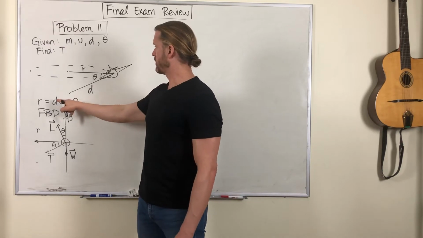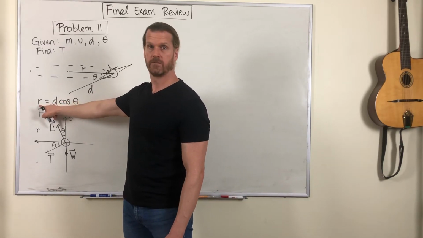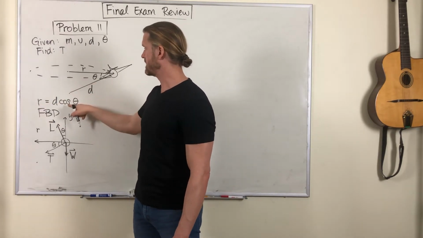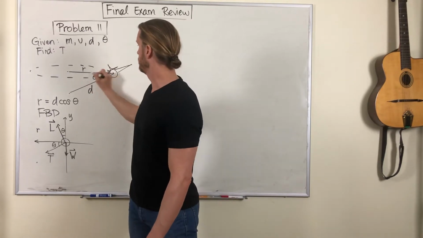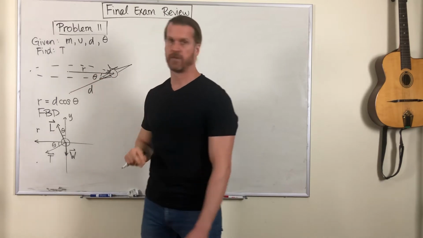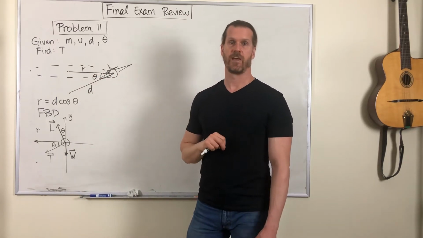So the first thing to notice is that if we want to get the radius, it is the length of the string d times cosine of this angle. That's if you view this right triangle and notice that r is the adjacent side to that angle.